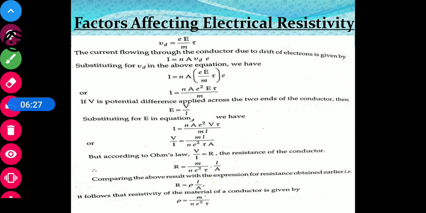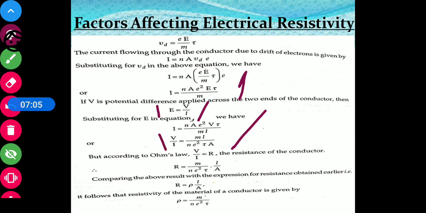Now, factors affecting electrical resistivity. In the previous lecture, you have come to the expression Vd, the drift velocity, equal to E tau upon m, and one more expression, I equals n A Vd e. Now if you substitute the value of Vd in this expression, then it reduces to this one, and as you also know that E is equal to V upon L, you can put the value of E and the expression is further reduced to this.